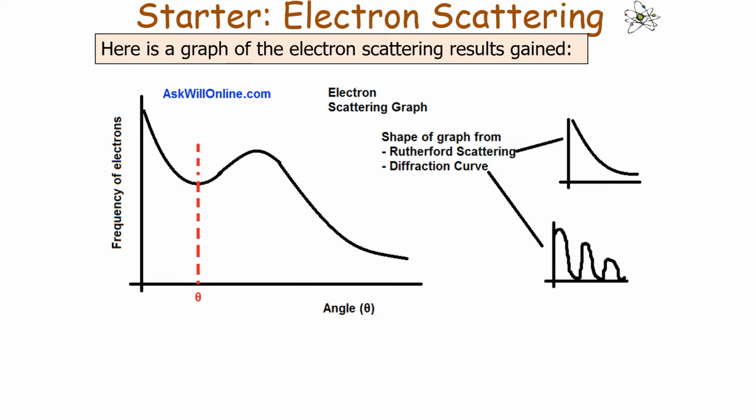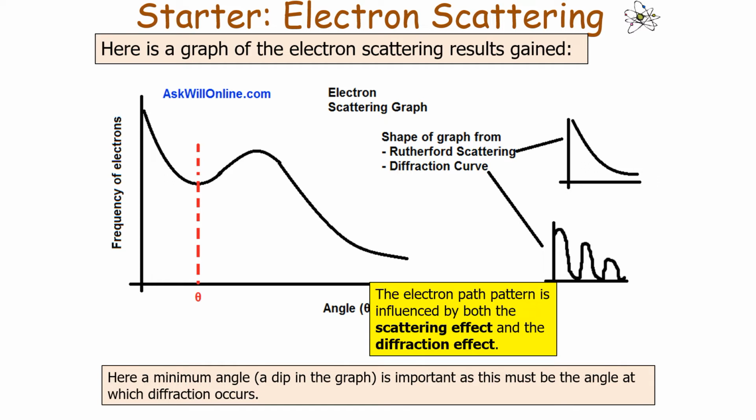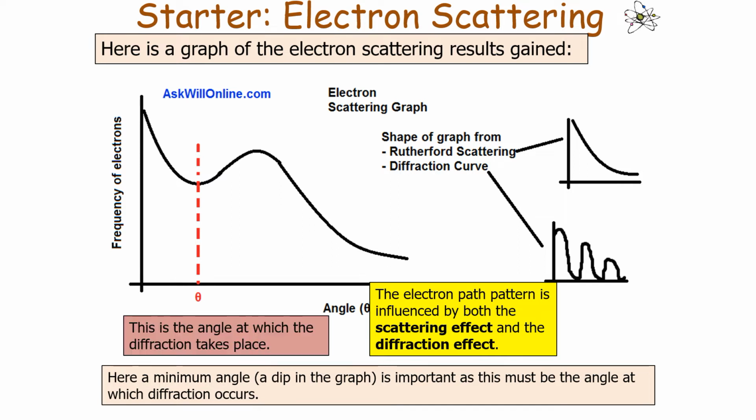So here we can see a graph of the electron scattering results gained when we fire electrons through our graphite structure. You'll notice the minimum angle, which is the dip in the graph, is important, as this must be the angle at which diffraction occurs. You get this shape because our pattern is influenced by both the scattering effect, which is our curved line at the top right hand side, and our diffraction effect, which is our number of bumps or peaks, shown in the bottom right hand side. So this indicates to us that the first minimum is the angle at which diffraction takes place.